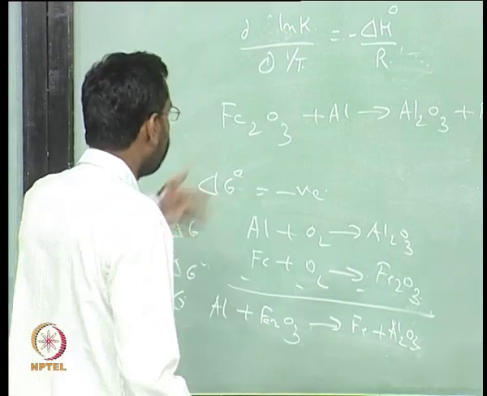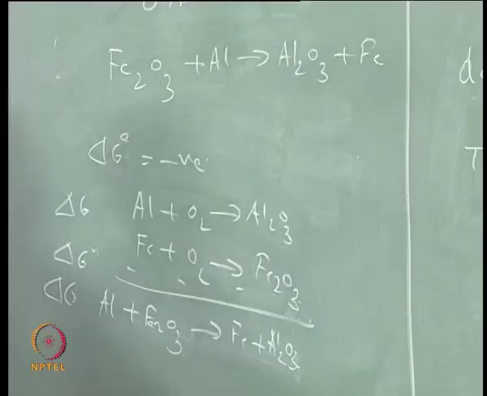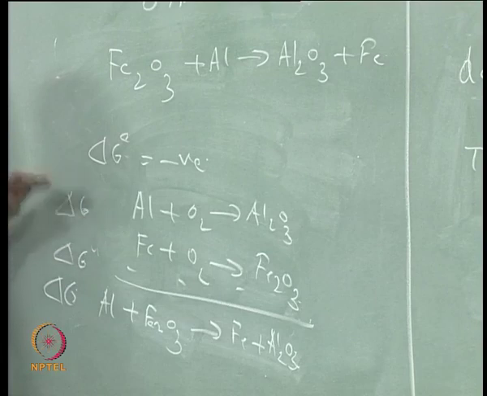So you can sum them up and get the actual values, and if the actual value becomes negative at a particular pressure and temperature, we are already talking about a fixed pressure, because we are talking of delta G naught and temperature, at a given temperature we do this.